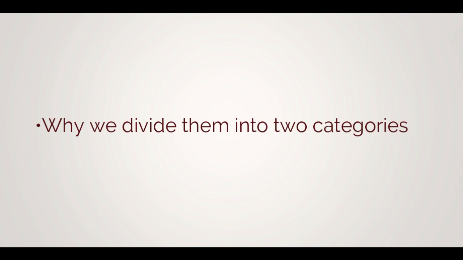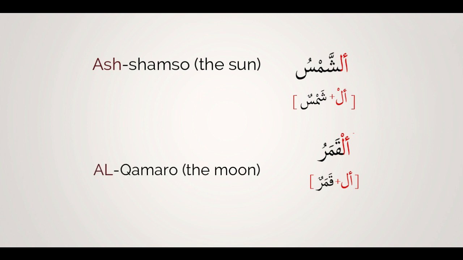To understand why we do that, look at the following two nouns. Ash-shamsu, which means the sun, and al-qamaru, which means the moon. From our previous video, you would be able to remember that the first two letters, alif lam, in both of these nouns are called the definite article of Arabic language. Al, the definite article of Arabic language. It's the same thing in both of the nouns, but in one noun we pronounce it and in the other noun we do not pronounce it.